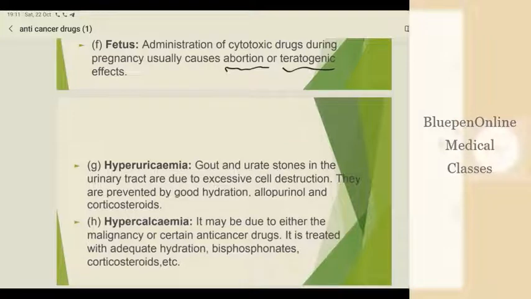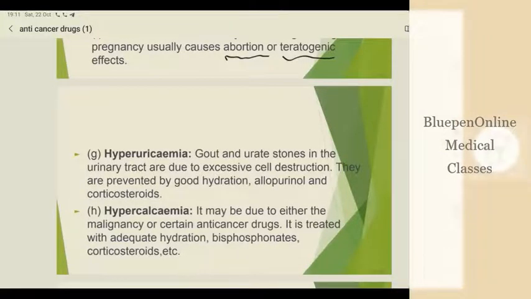Then hyperuricemia. When there is excess cell production in cancer and these cells are killed by our drugs, there is a rapid cell destruction. Cell destruction means DNA is also destroyed. The end product of DNA metabolism is uric acid, so there is hyperuricemia.